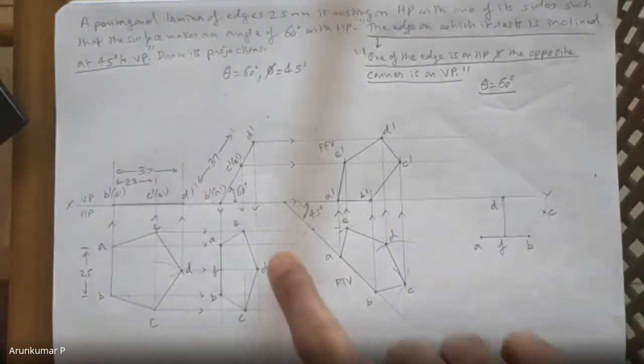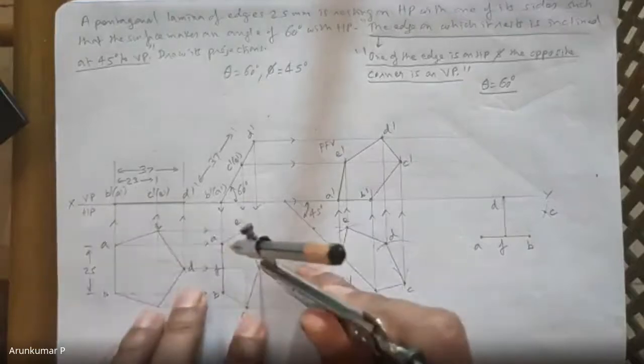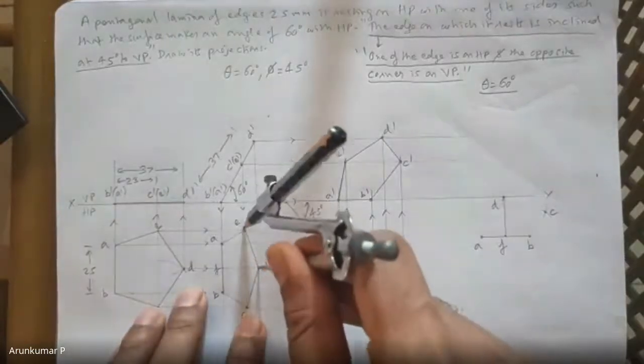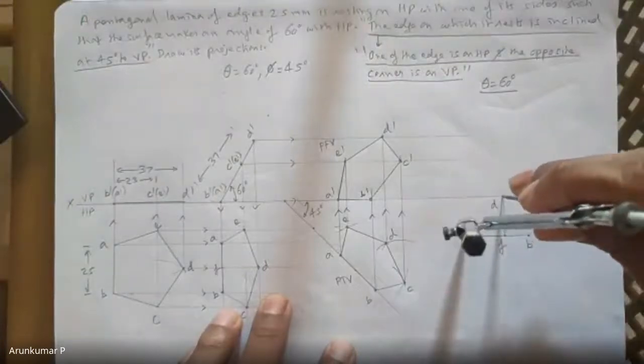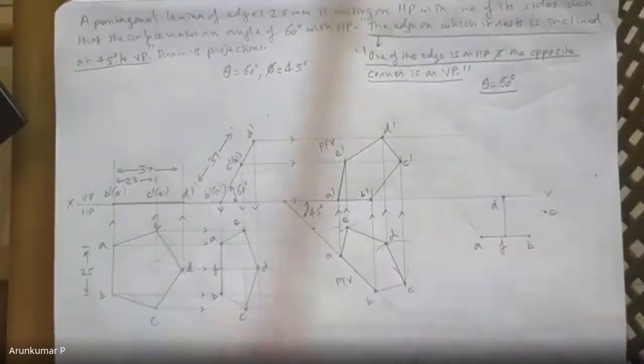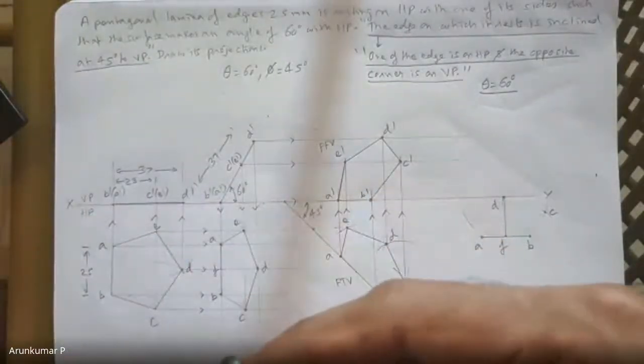Same way, I can locate E. With respect to B and D, I can locate E. So what I'll do is from D, I'll measure this distance D to E and I will make an arc here. Okay. And from A to E, I'll measure and cut the arc.